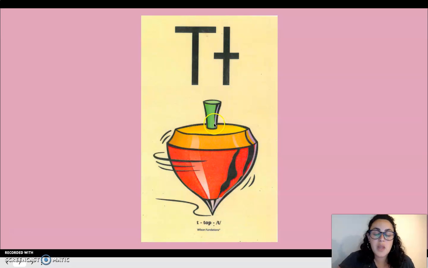Here's our card. This picture here, maybe you've seen something like this kind of toy before. This is called a top. A top is just something that spins and spins and spins and spins until it doesn't anymore and it stops. So our card goes like this. T, top, T. Let's do it again. T, top, T. You try. T, top, T. Because we know the letter T starts with T, like in the word top.